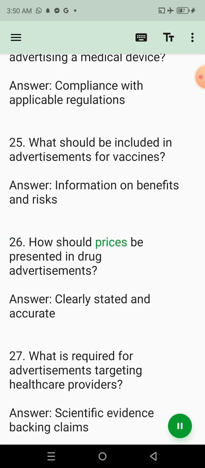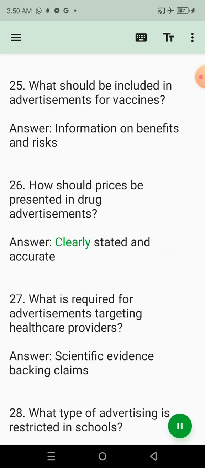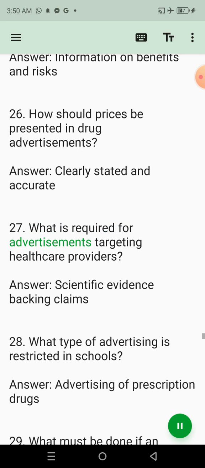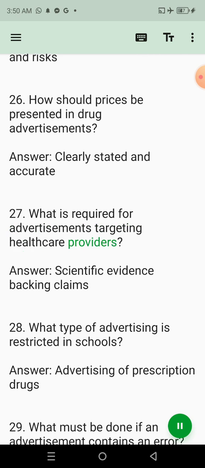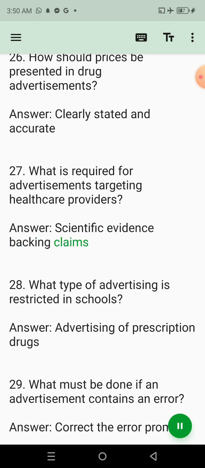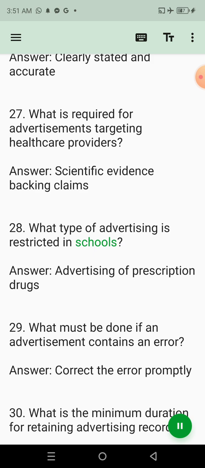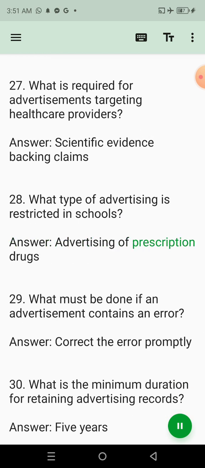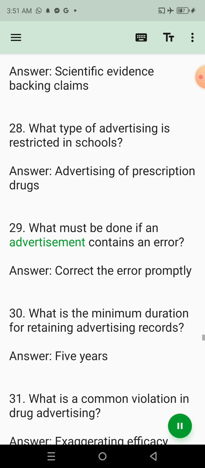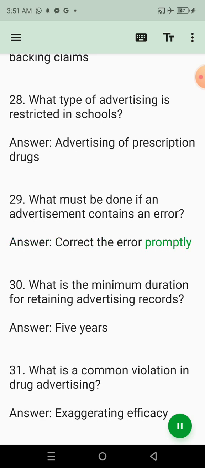26. How should prices be presented in drug advertisements? Answer. Clearly stated and accurate. 27. What is required for advertisements targeting healthcare providers? Answer. Scientific evidence backing claims. 28. What type of advertising is restricted in schools? Answer. Advertising of prescription drugs. 29. What must be done if an advertisement contains an error? Answer. Correct the error promptly.